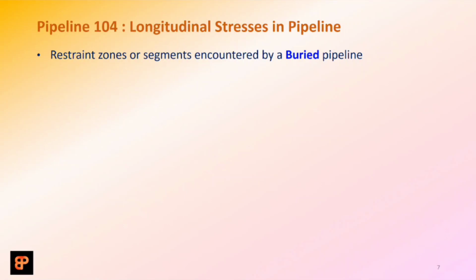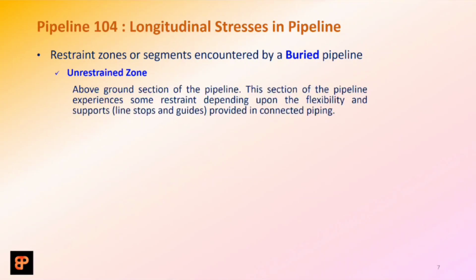Now let's see what these restraint zones encountered by a buried pipeline are. So the first zone was the unrestrained zone, as we saw. This is the above ground section of the pipeline. This section of the pipeline experiences some restraint depending upon the flexibility of the supports and line stops.